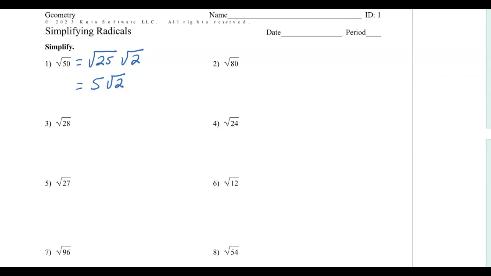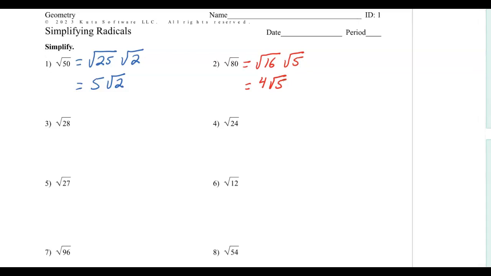In problem number 2, we're trying to find two numbers that multiply to 80, and we want one of them to be a perfect square. 80 is 16 times 5, so I'm going to break this down to the square root of 16 times the square root of 5. The square root of 16 is 4, so that's 4 square root of 5.